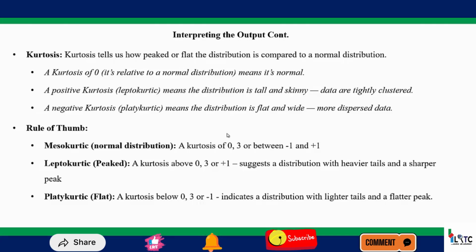So when the value is below 0, 3 or minus 1, that means there is a problem with that data, and it indicates a distribution with a lighter tail and a flatter peak. That's what we refer to as platykurtic. So you need to take note of the rules of thumb: the mesokurtic, the leptokurtic, and the platykurtic. When you are interpreting your results, if you are not limited by word count, you can mention all these things so that your supervisor or the readers will understand that you have a clear idea of what you are saying.